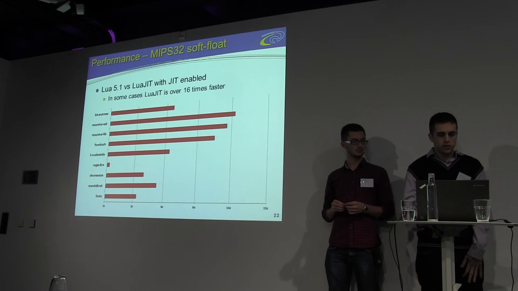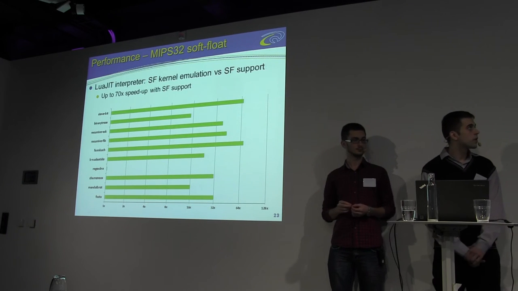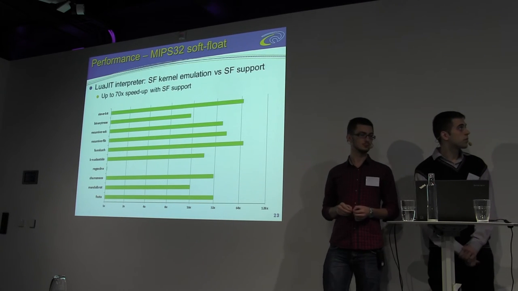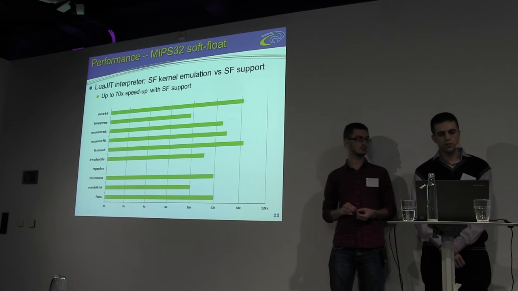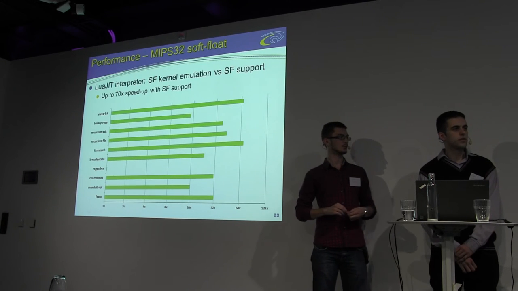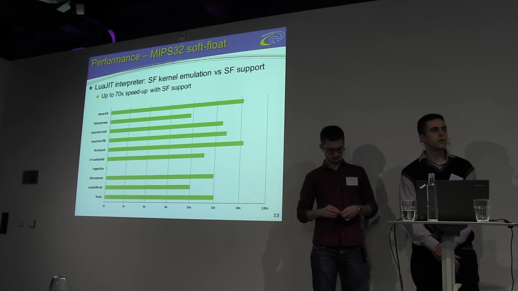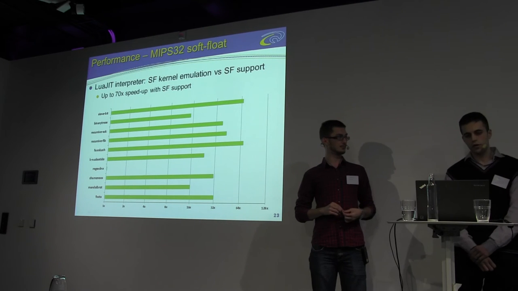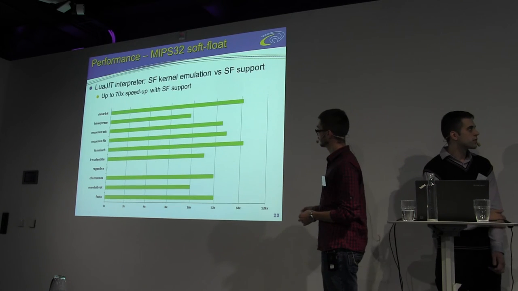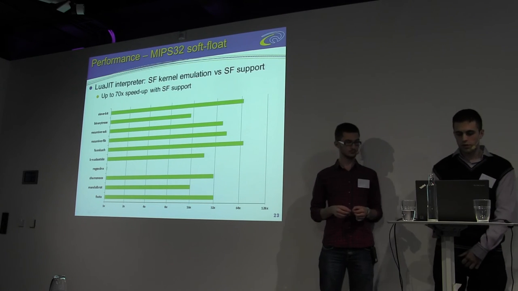So in order to see real results of our work, we compared LuaJIT with our soft float support and LuaJIT without that support, which means it was run in hard float mode on an architecture without a floating point unit, meaning that all the floating point instructions are emulated by the kernel. We can see in the results of the tests that soft float support of LuaJIT is much, much faster than soft float emulation.